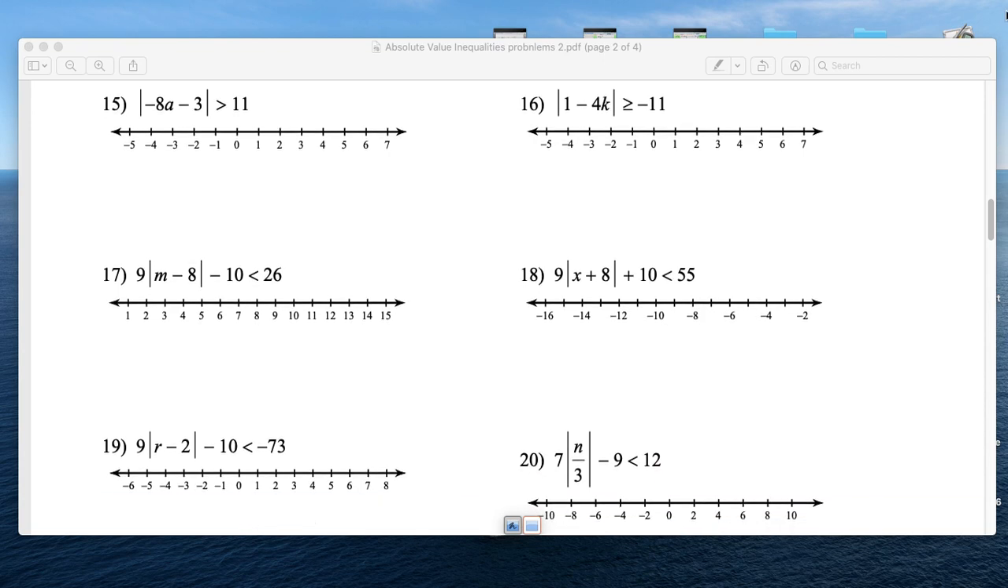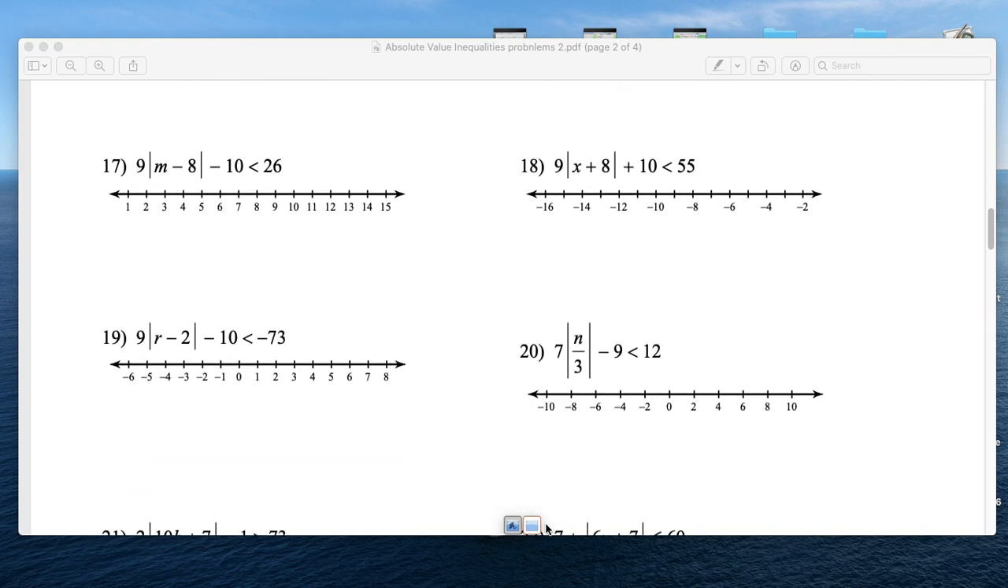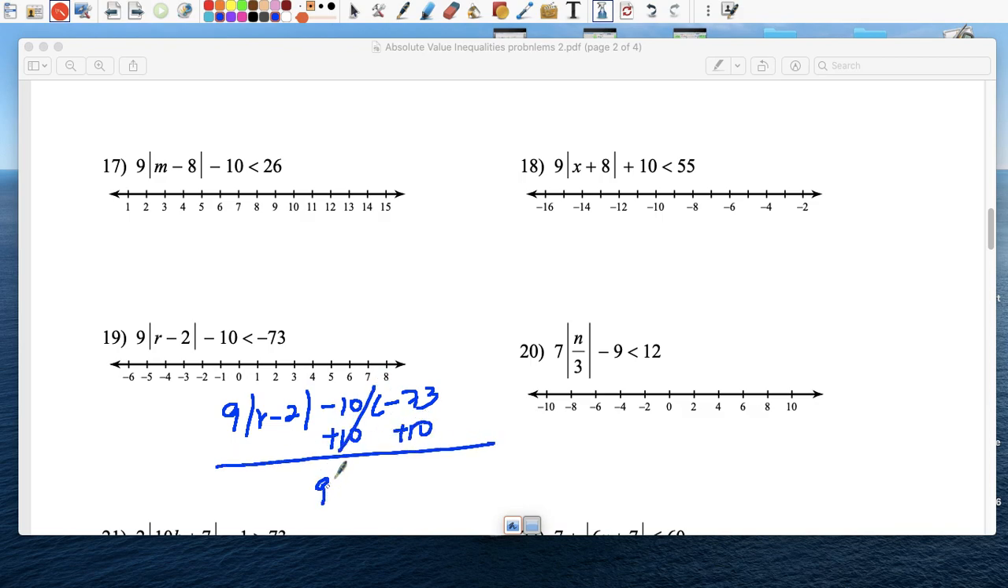I don't want to do that one. Let's try 19. So 19, let's simplify that. We get 9 times the absolute value of r minus 2, minus 10, less than negative 73. So we're going to do plus 10 here. That goes away. I'm left with 9 times the absolute value of r minus 2, less than, what is that? Negative 63.